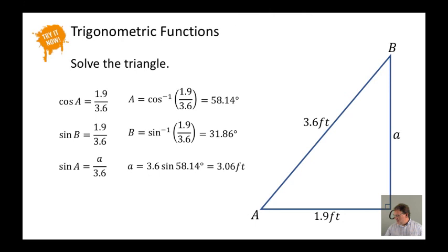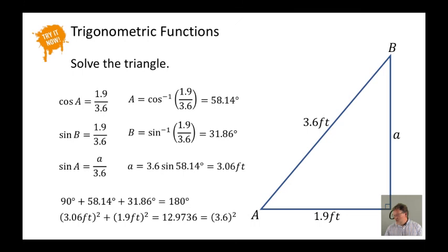In addition, we can find the size of side A by making use of the size of angle A, which we now know as 58.14 degrees. If we take the sine of that, that's equal to A divided by the hypotenuse, 3.6 feet, and the result that we get for side A is 3.06 feet. And then once again we can use the fact that the angles are supplementary as a check. We can also use the Pythagorean theorem to make sure that all the sides are giving us a reasonable answer. So that's a nice little check to make sure that you've got the right answer.